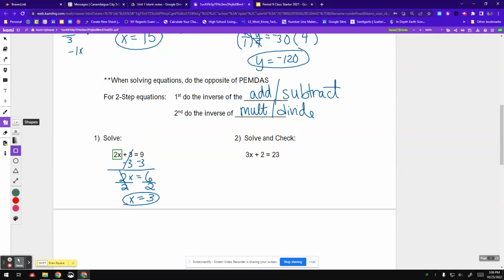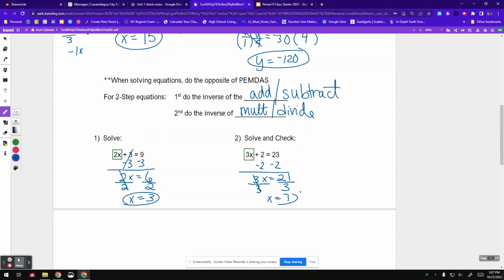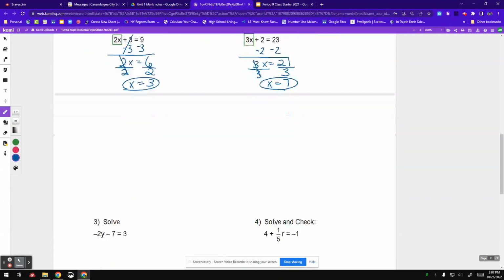Next one, again, you can pause and try it on your own. I'm going to notice where my variable is, get rid of what's happening to that variable term first. I'm left with 3x equals 21. The opposite of multiplying is dividing, and I'm going to divide by that exact coefficient, giving me x equals 7. Okay?